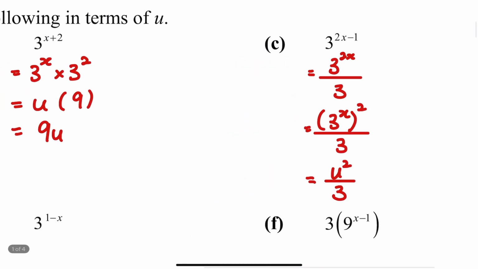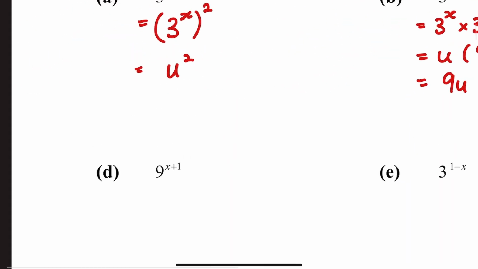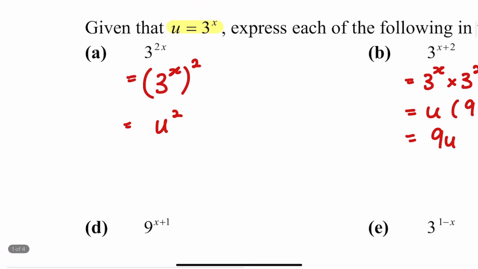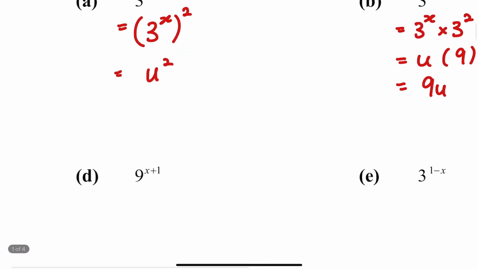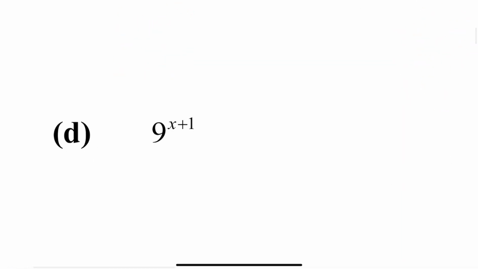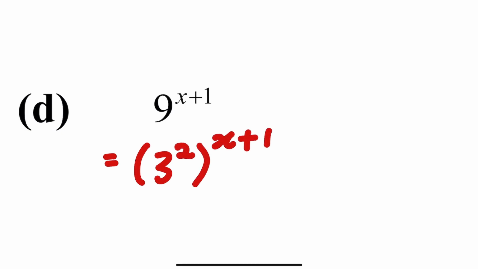Okay, let's look at part D now. Part D here, 9 power x plus 1. So if you observe, this base here is 9, but I'm given u equals 3 power x, which means that I need to extract out 3 power x from here. Okay, so how can I turn 9 into base 3? We know that 9 is simply 3 squared. So this is simply 3 squared, the whole thing power x plus 1.